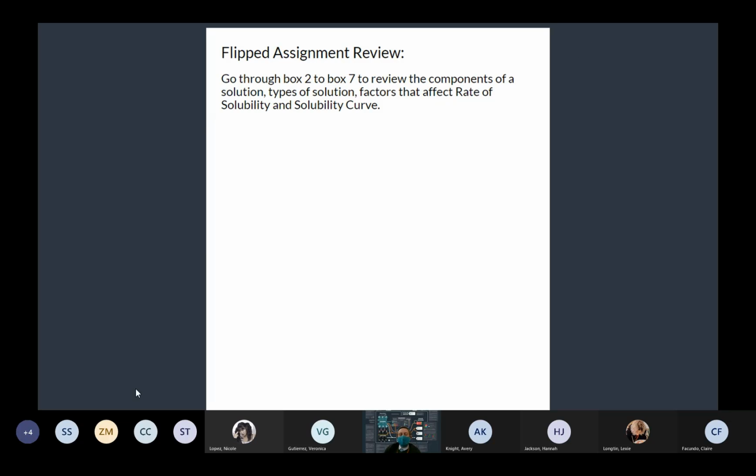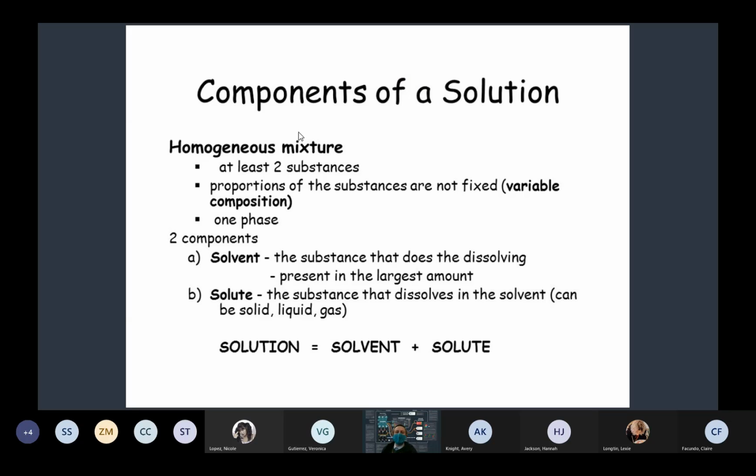Okay, I'm just going to go through the beginning of the blend space and point out a couple things. I think what we're doing today is pretty conceptual, but let's take a look at solubility.